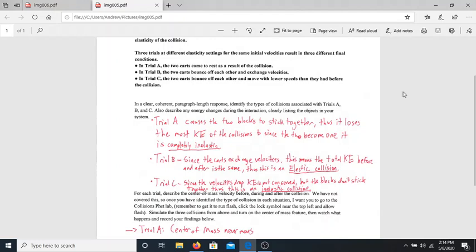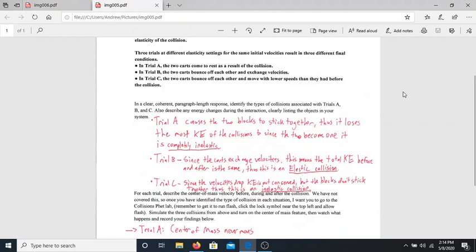Now, because the 2 carts are sticking together, remember we talked about this with collisions, this means that this is actually a completely inelastic collision because it loses the most kinetic energy of all the collisions here. So in trial A, it's a completely inelastic collision. And you can see right here, my explanation. Something similar, if you wrote that down, was perfect for this answer.